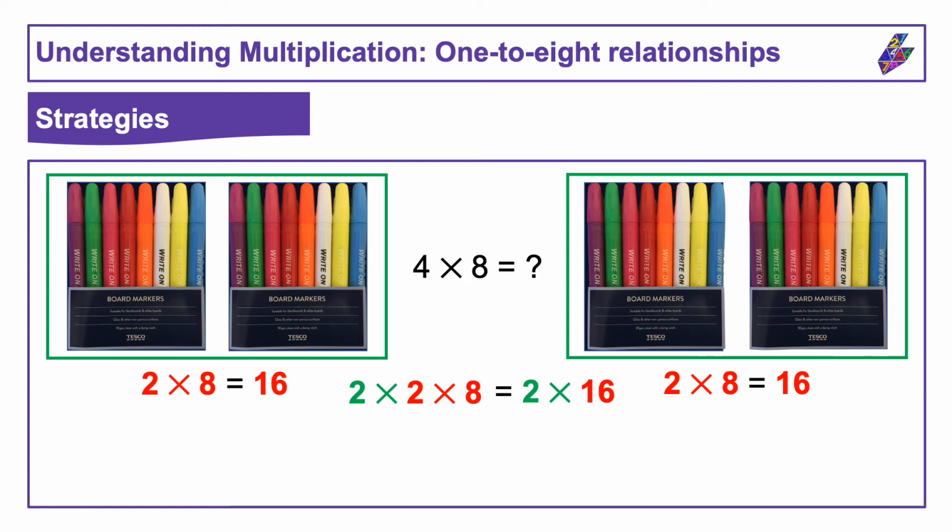2 times 16 is the same as saying double 16, which, if I know my double strategies up to 40, I might just know is 32. If these double strategies seem unfamiliar, you may find it useful to explore the video on doubles to 40. So 2 times 16 equals 32, and this is just a different way of showing the relationship for 4 times 8. So this means that 4 times 8 equals 32. So 4 packs of pens with 8 pens per pack gives us 32 pens.